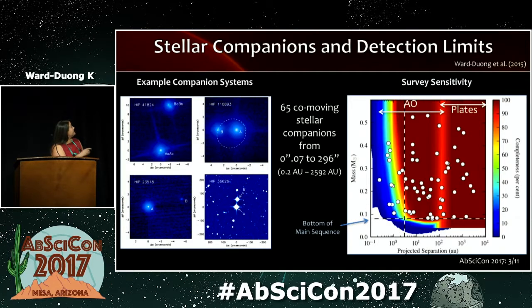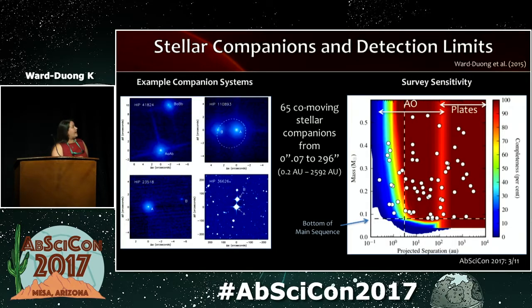Shown here, we can see some example companion systems with a variety of architectures and mass ratios between the primary and companion star. Of the 245 stars, we find that about 65 of them have co-moving stellar companions, ranging from as close as about 0.2 AU all the way out to about 2,500 AU.